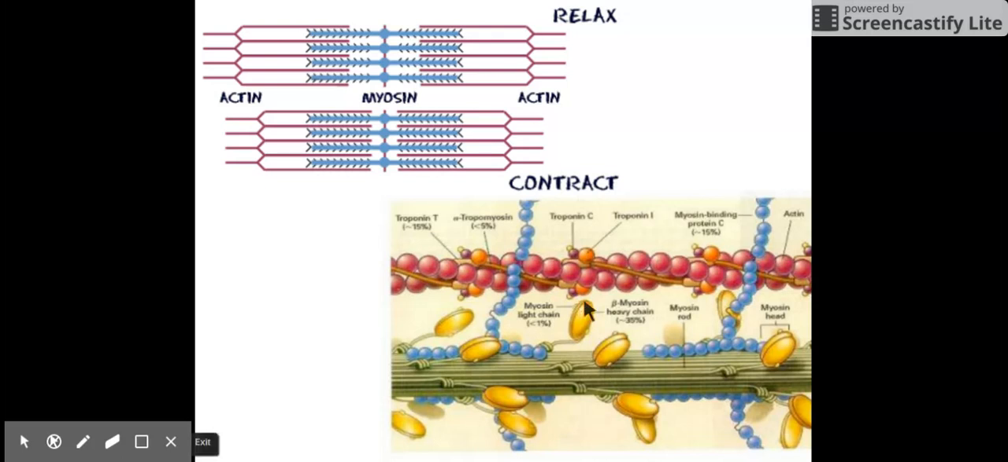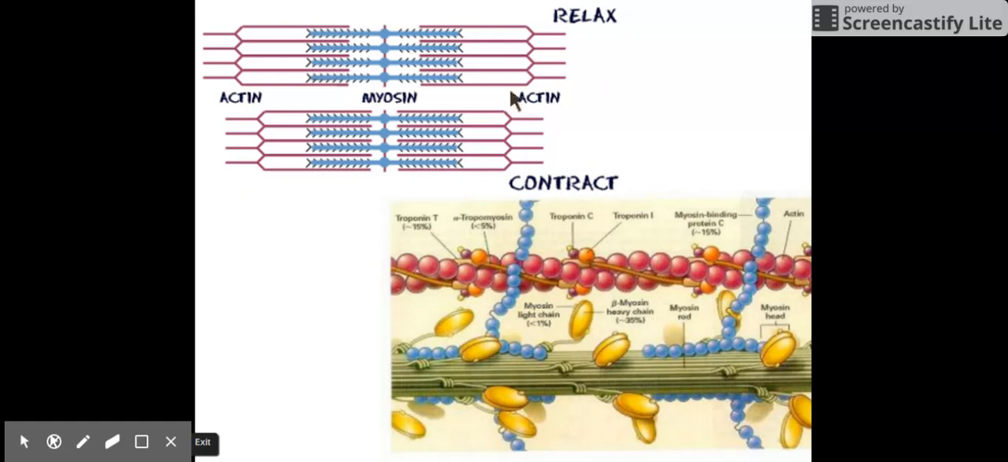And the ATP, I just want to be clear, bonds to the little myosin head, preventing it from bonding to actin. And it also stores energy in there so that it can grab onto that actin when it is actually time to contract.